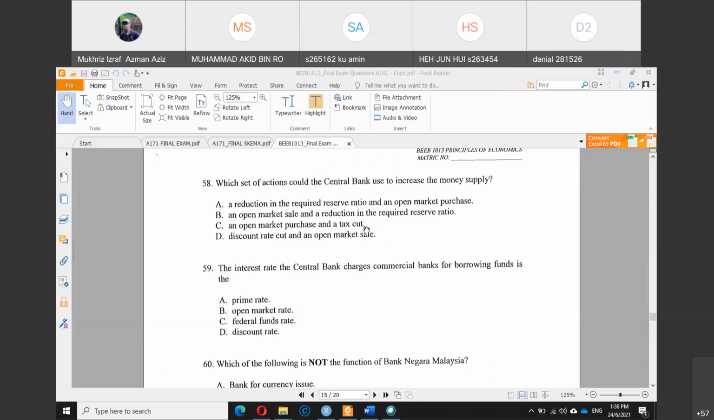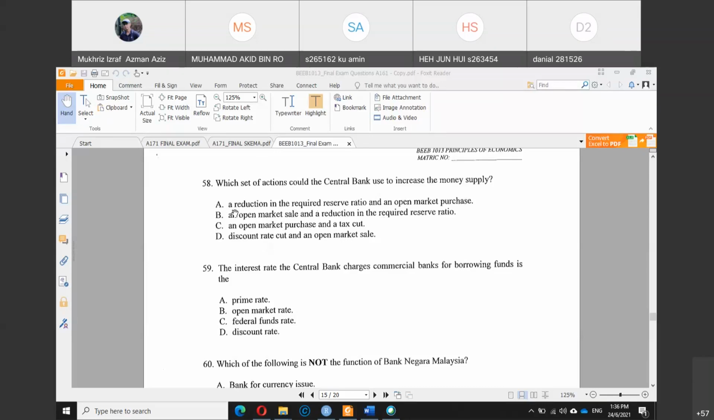government. And D, discount rate cut and open market sale. Discount rate cut means a reduction in the interest rate, which means banks can increase, a discount rate cut will increase money supply, but open market sale, this part is wrong. This will in fact reduce money supply. So for B, C, and D, one part is correct, but the other one is wrong. So the correct answer should be A.